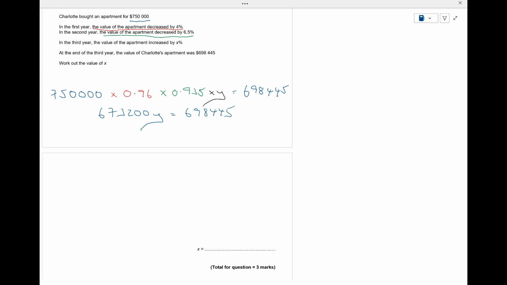698,445. So to find y, to find that last multiplying factor for that last year, I'm going to do 698,445 divided by 673,200. And that gives me 1.0375. So that was what the value was multiplied by in that third year. It's been multiplied by 1.0375. It's an increase, and it's been multiplied by 1 point the increase. So the amount of increase is 3.75%. And that is my solution for that question.